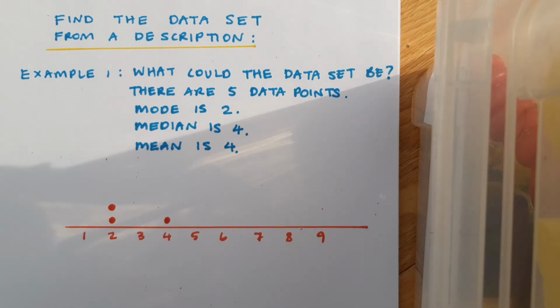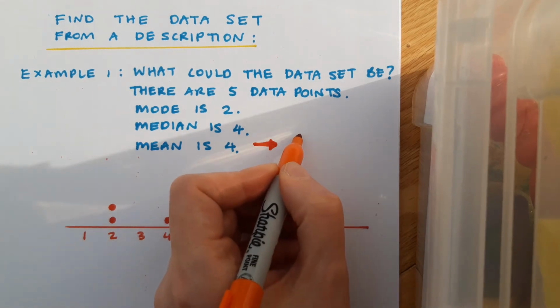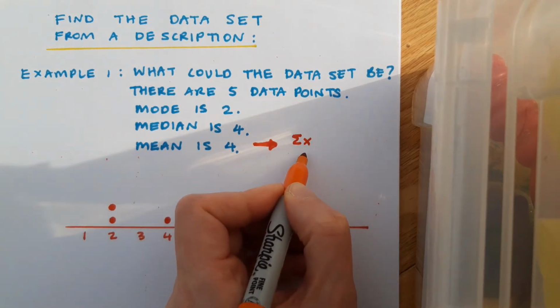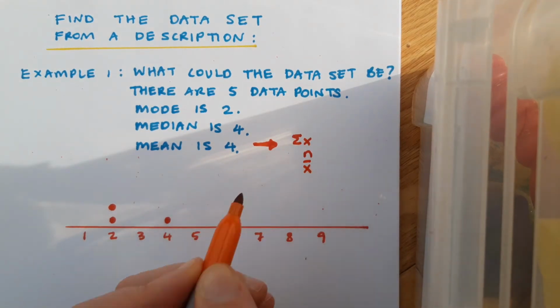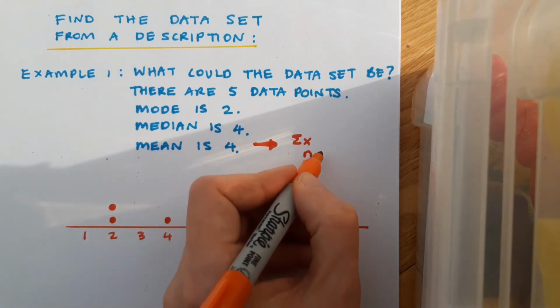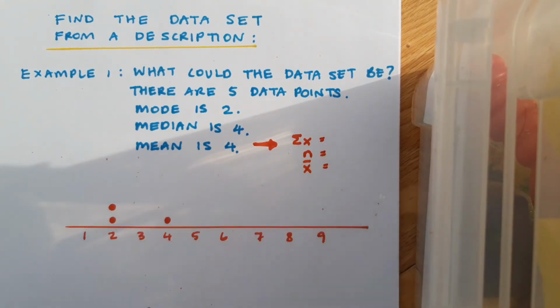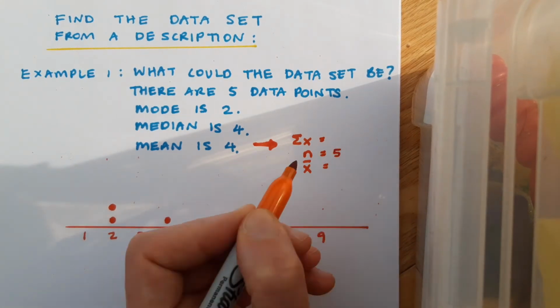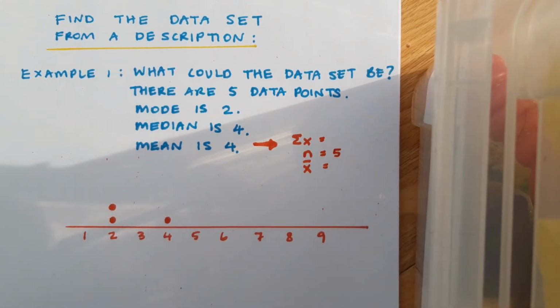And if you recall, our calculation for mean involved 3 pieces of notation. They were summation x, n, and x bar. And whenever I see a reference to mean, I'm always going to go back and use this notation. So we're going to have summation x, n, and x bar. And according to the information, I have 5 data points. So n is 5. My mean is 4.